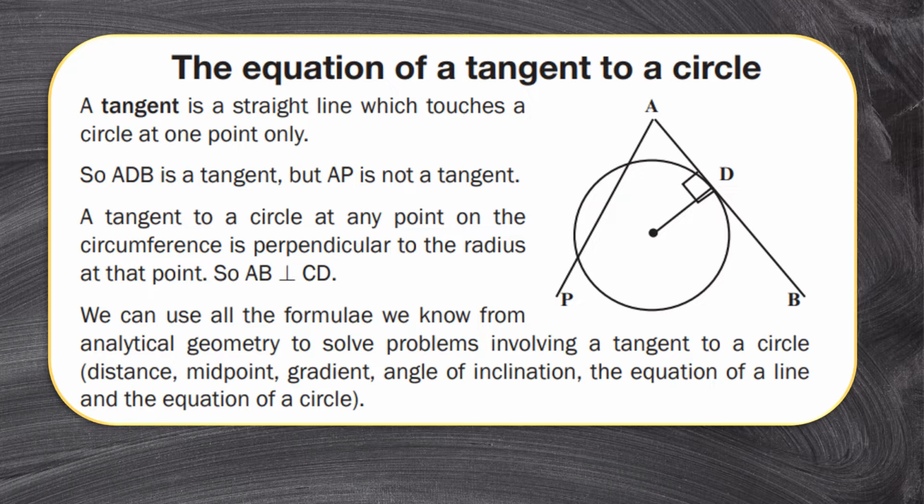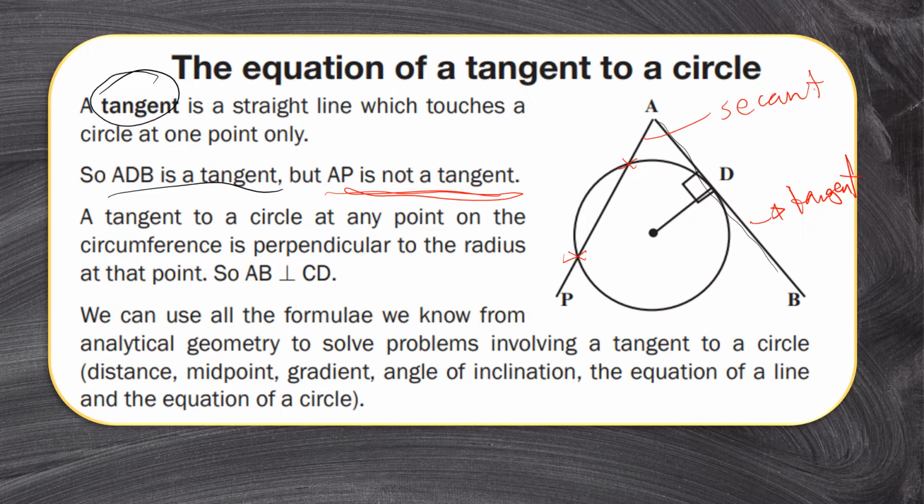point, right? If we have any straight line touching a circle at one point, we call it a tangent. And we can see from our diagram that ADB, can you see line ADB there, is a tangent. Very, very important. AP is not a tangent. Why is AP not a tangent? We can see it cuts our circle, or touches our circle, at more than one point, right? So we call AP a secant. We call ADB a tangent because it touches a circle at one point.